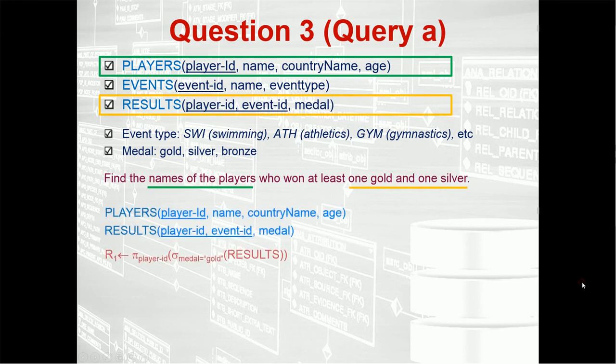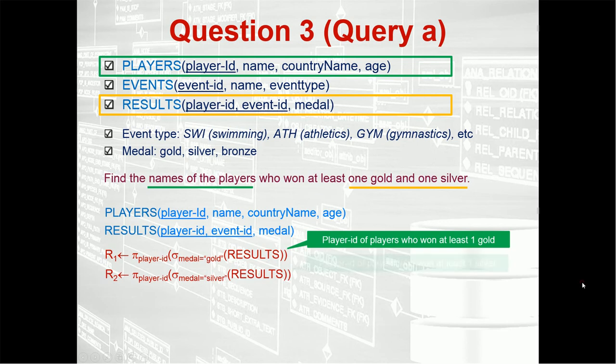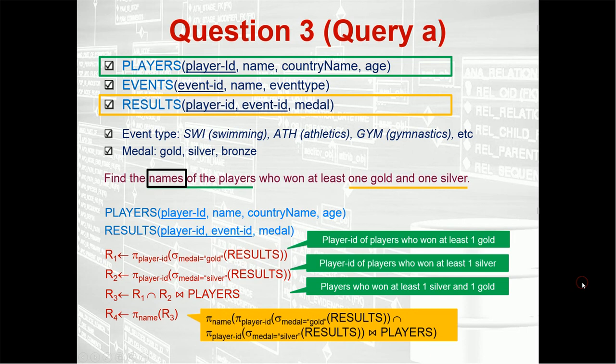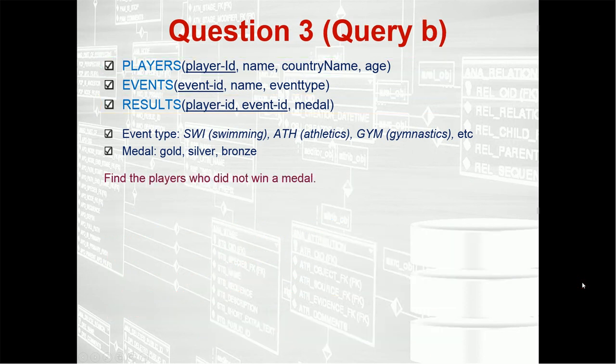First, we identify the player ID of players who have won at least one gold. Then we find ID of those who won at least one silver. R3 contains the players who won at least one silver and one gold. Finally, we project on R3 to obtain the names of these players. Finally, we take a look at question 3b.